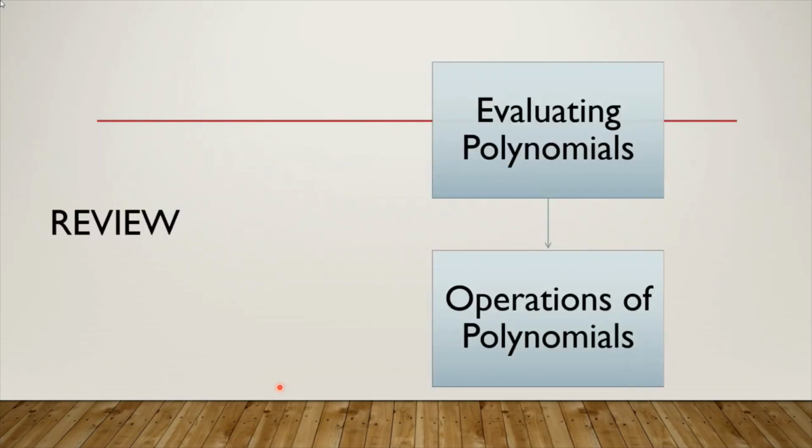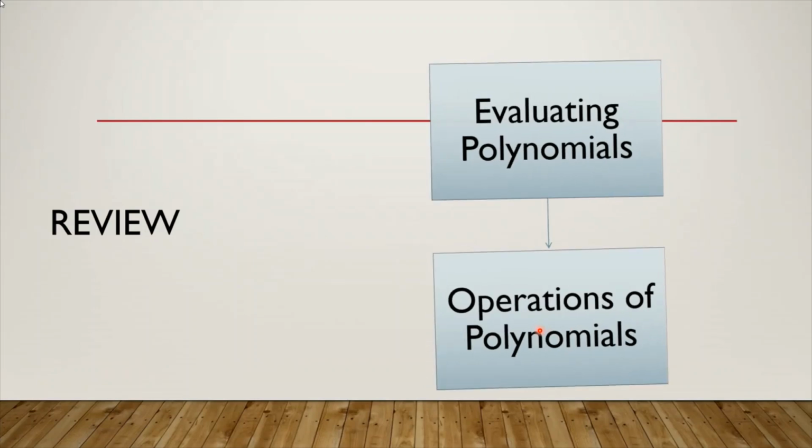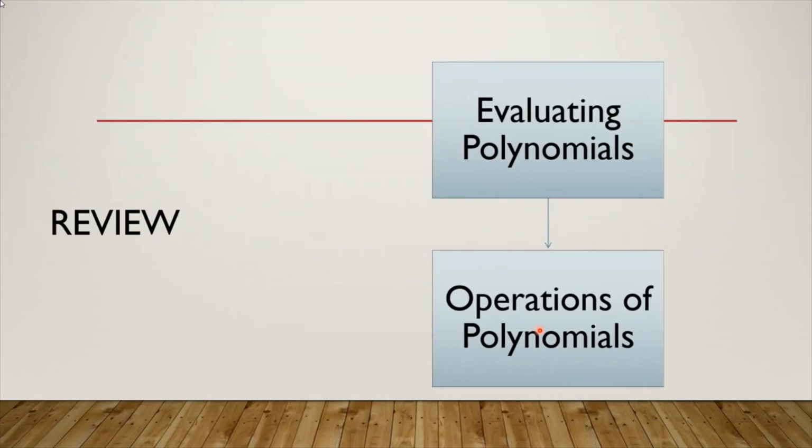So what did we do? We evaluated polynomials. We went over some definitions. We actually evaluated a polynomial, which just means substitution. And then we looked at operations of polynomials, which were things that you've seen before. So that included addition, where you can just drop the parentheses and combine like terms. Subtraction, you distribute the negative to that second parentheses, whatever is after the negative sign, by just changing the signs. And then you combine like terms.